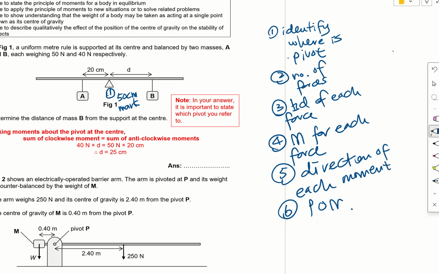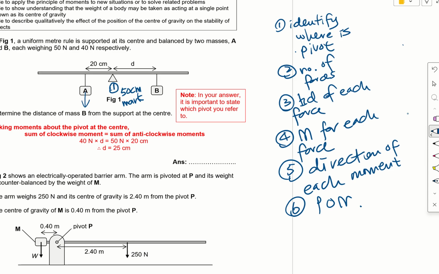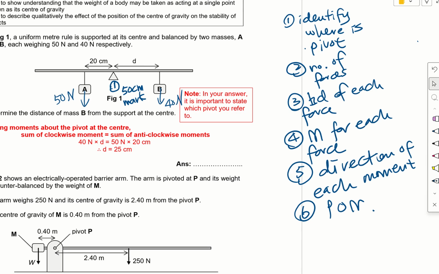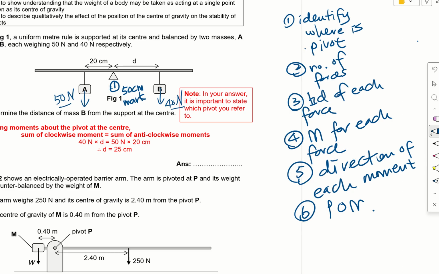Next, the number of forces acting on the rod is actually 2 forces. We have 50 Newton and also 40 Newton. Then just now I mentioned that there are 2 more forces, which is the weight of the rod due to gravitational pull, and also the reaction force due to the pivot supporting it. Okay, but because they are both passing through the pivot, we will not count them. So we actually have to just account for the perpendicular distance of these 2 forces. So this is my step 2. I have 2 forces here.